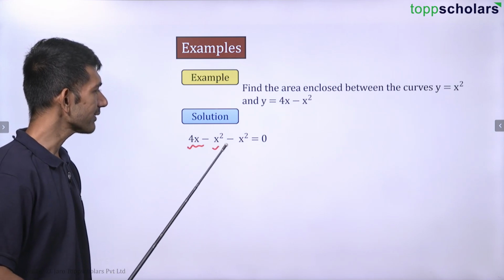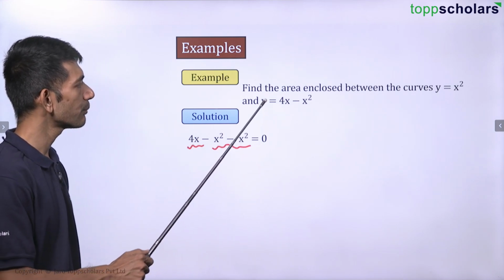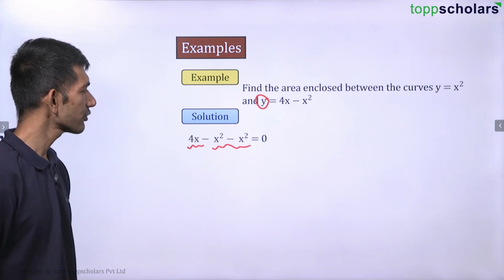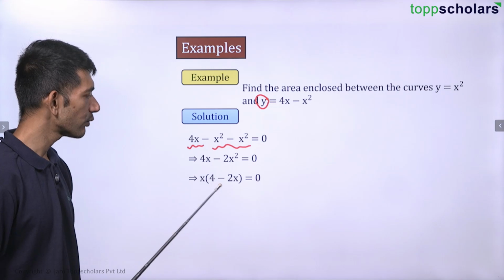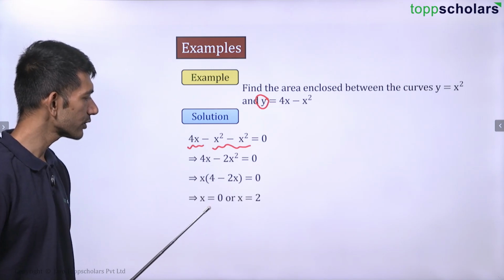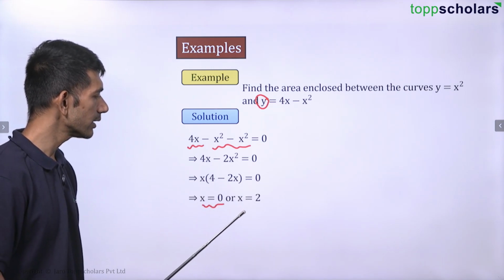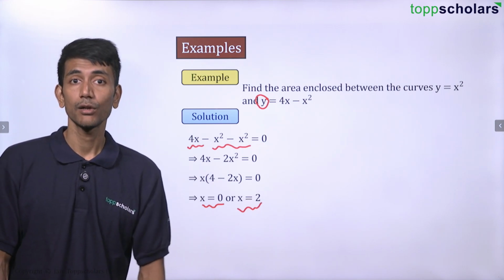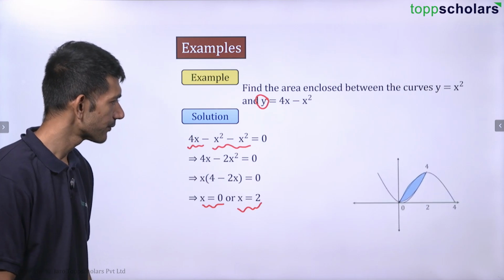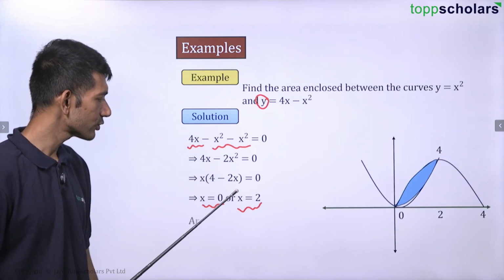Now 4x minus x square is equal to x square, so 4x minus 2x square is equal to 0. You can take x common: x(4 minus 2x) is equal to 0. So x is equal to 0 or x is equal to 2. Here we have got the limits, that is the lower limit and the upper limit, right? So the lower limit is 0, upper limit is 2.